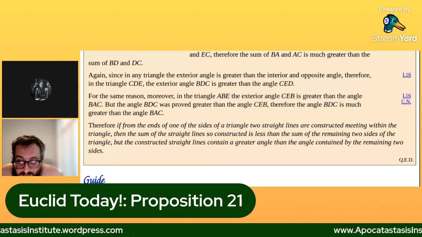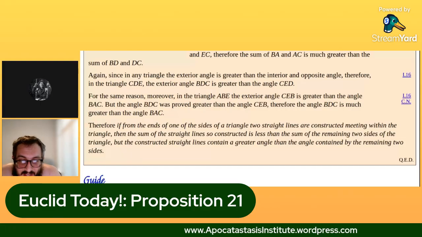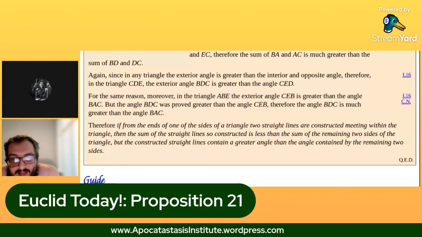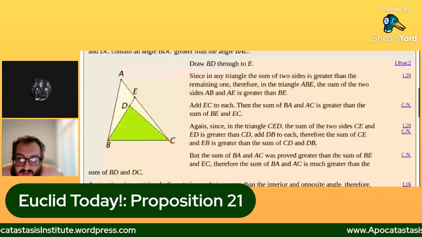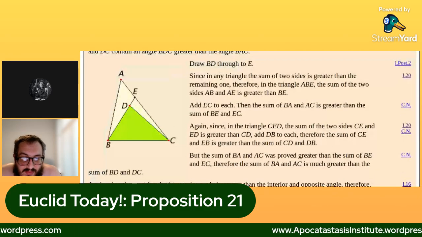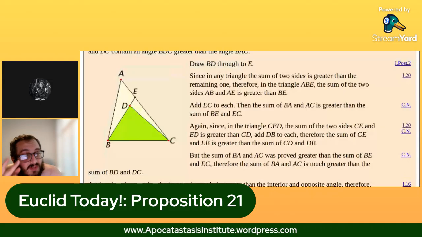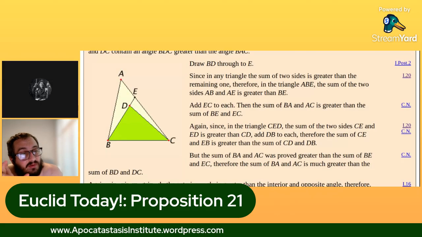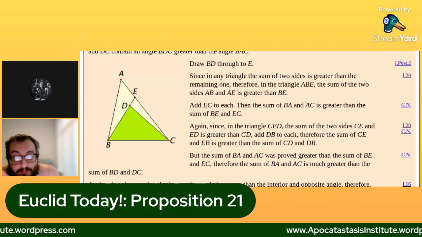So if we go back to the first time we called for proposition 20, AB and AE, when you sum those together, they're going to have to be bigger than BE, because any two sides of a triangle together are always greater than the third side. We proved that already.